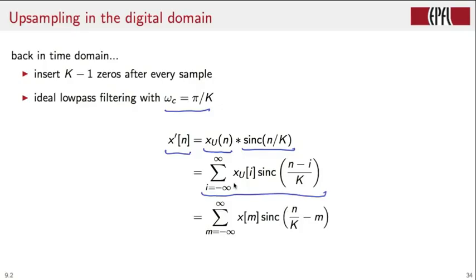But again, we remember that of these terms, only one every k will be non-zero. So we replace i with mk and we sum over m. And we get the sum for m going from minus infinity to plus infinity of x of m sinc of n over k minus m, which is exactly the same formula we got using an interpolator and a sampler.